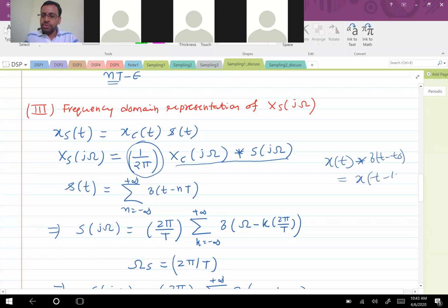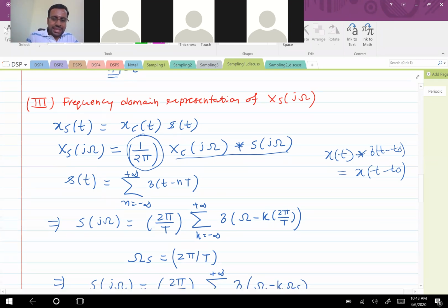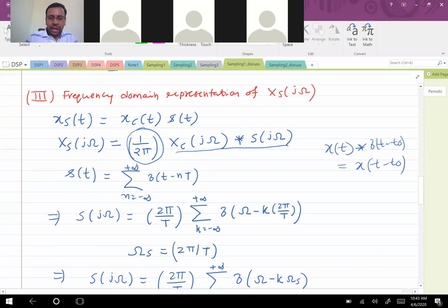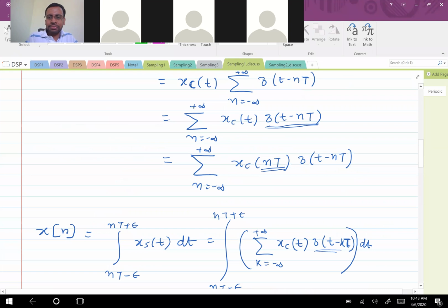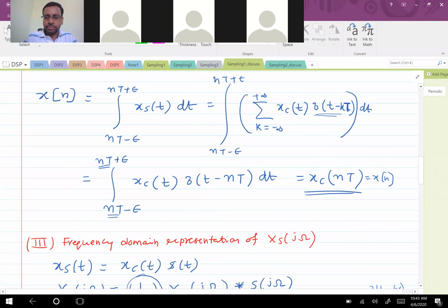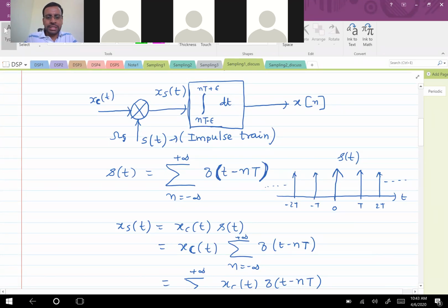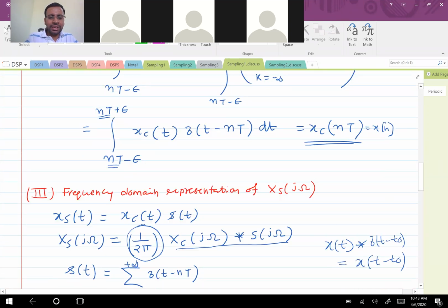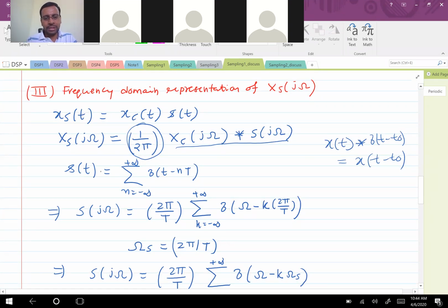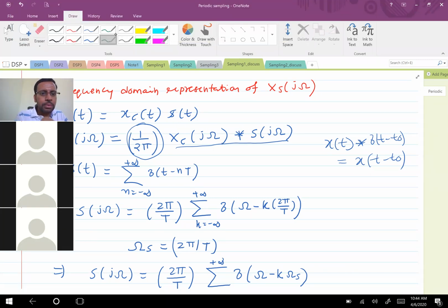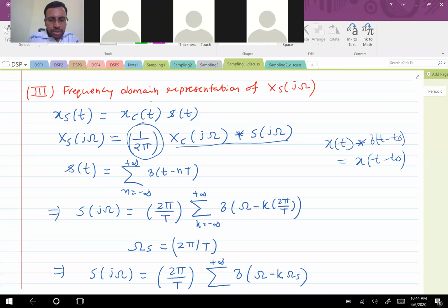So if you convolve a given signal with a shifted impulse, your signal gets shifted by the same value. All of you know this. That's exactly what is happening now. Here you had delta of t minus nT, correct? All of you would have worked this out in the signals and systems course itself, for the impulse train, s of t.